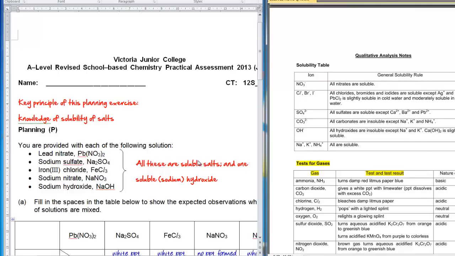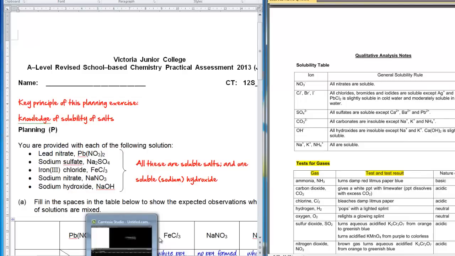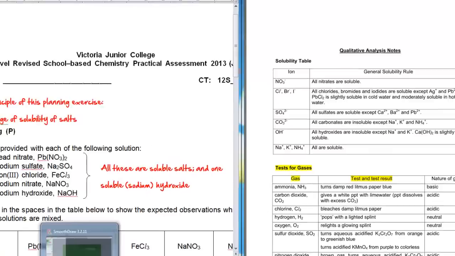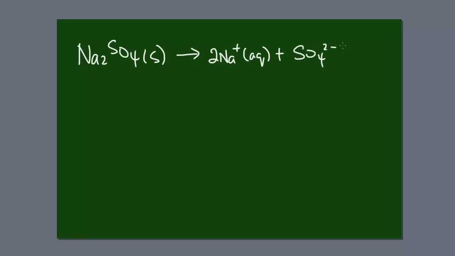Let me also go through the very basics of writing the solubility equation for a salt. Let us take sodium sulfate as an example. We have Na2SO4 solid. Because this is a soluble salt, it's going to dissociate completely to give 2Na plus (aq) plus SO4 2 minus (aq). Simple equation, but it will come in useful later on in our next part of the explanation.